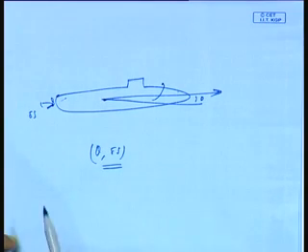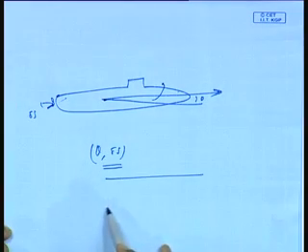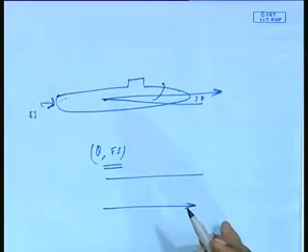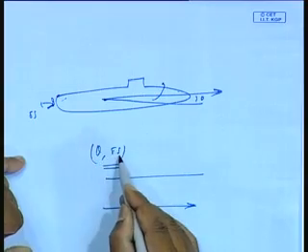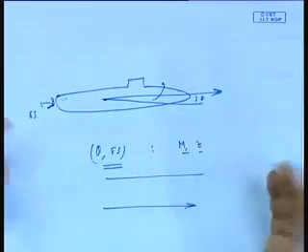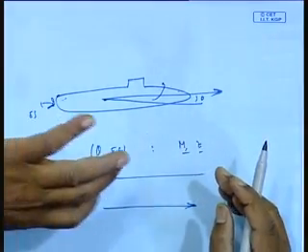I want to maintain depth, I want to go to this water line and exactly this depth. I cannot achieve that without setting a small trim angle and a small stern plane angle. That means a combination of theta and delta is necessary to ensure that I have no moment and no z force. That is what I am looking at. There should be no turning moment, no z force.